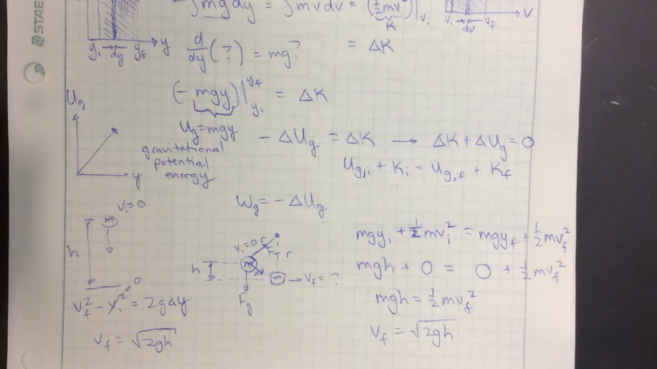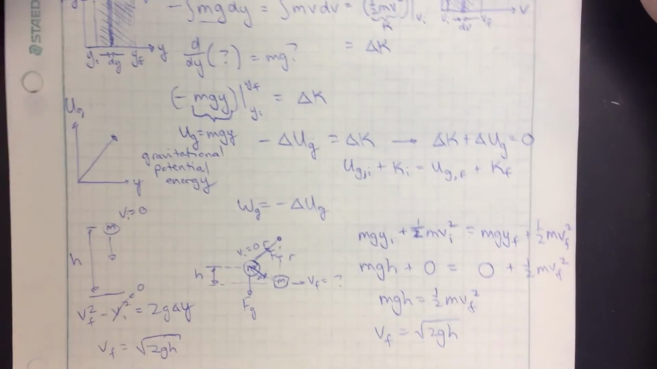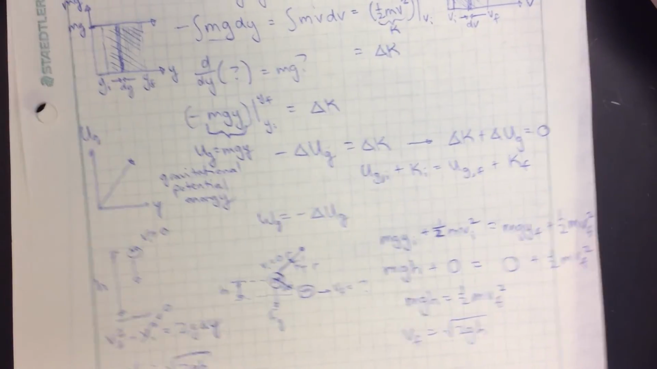Roller coasters, for example. When you look at roller coasters, how do they know that you're going to make it when you go into that vertical loop? How do they know that you have enough energy at the beginning to make it all the way through? Well, they do the calculations, right? Okay. Any questions about gravitational potential energy?